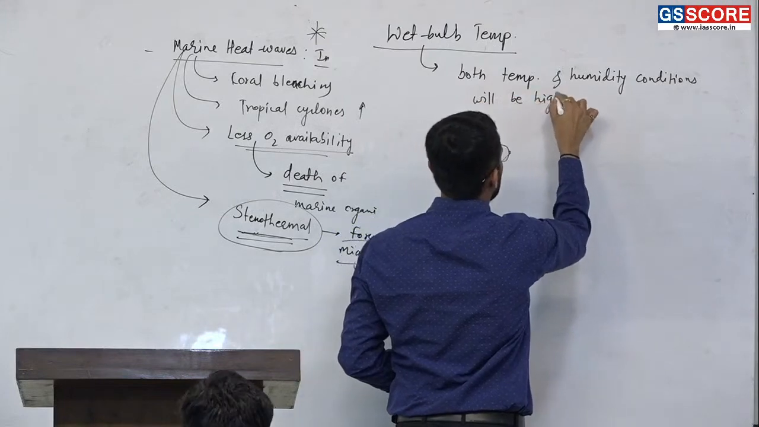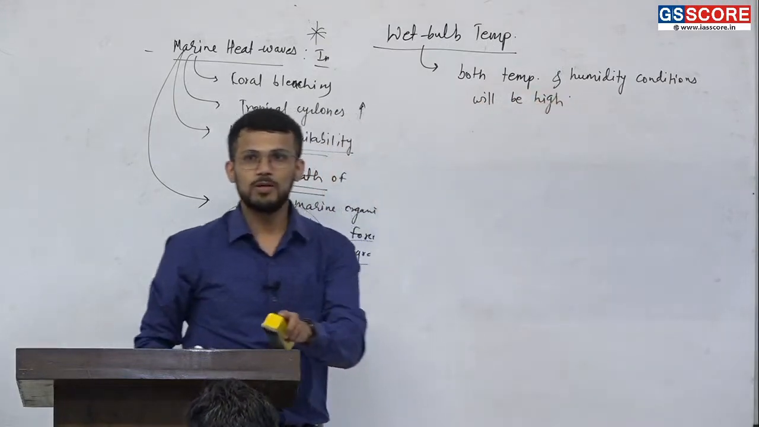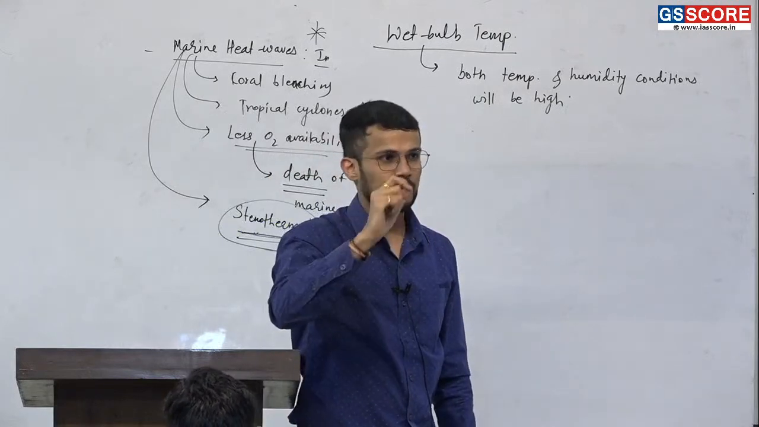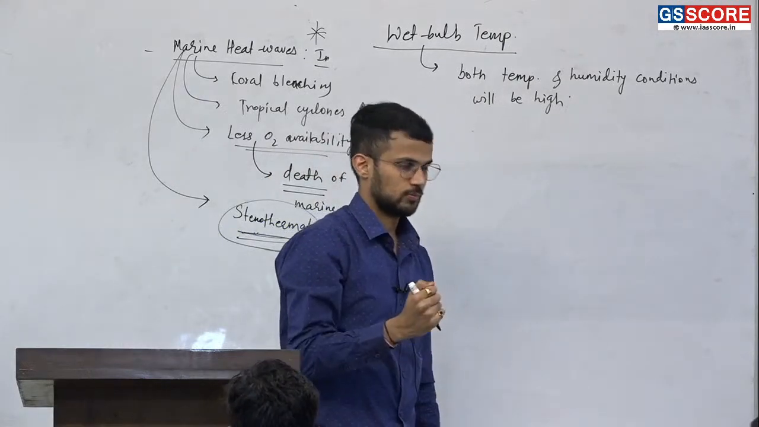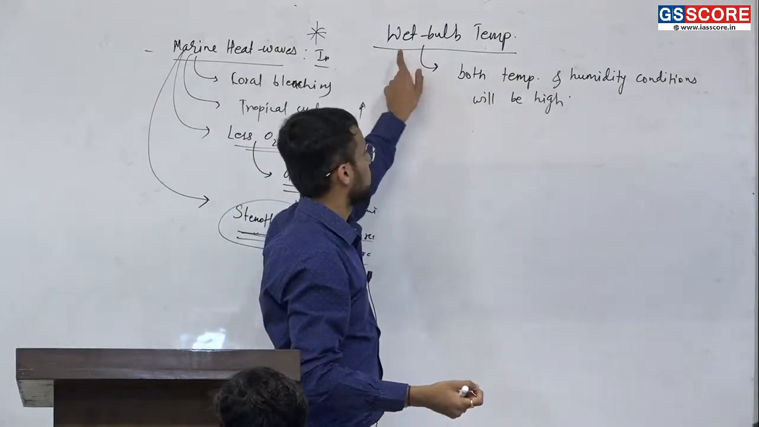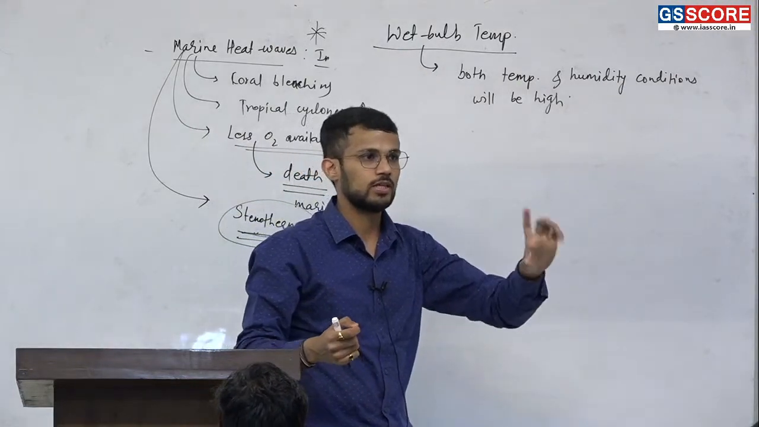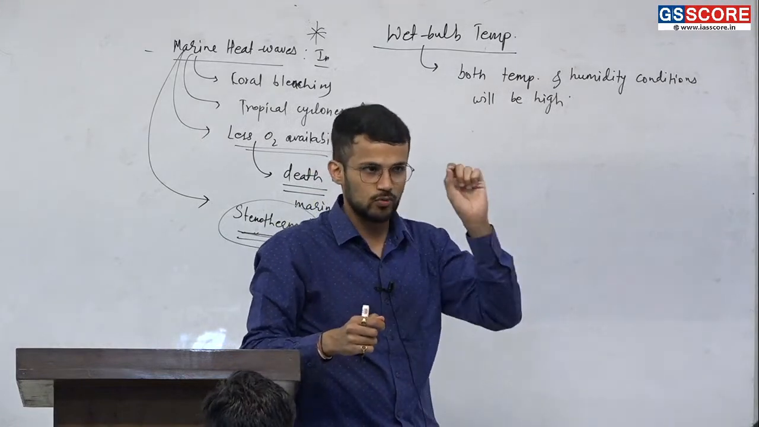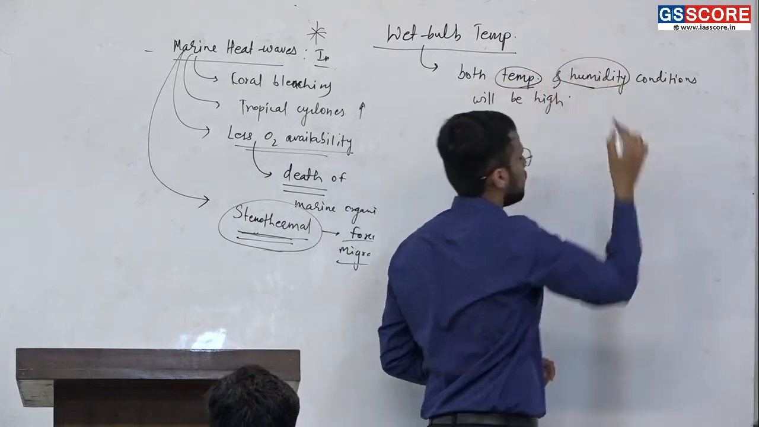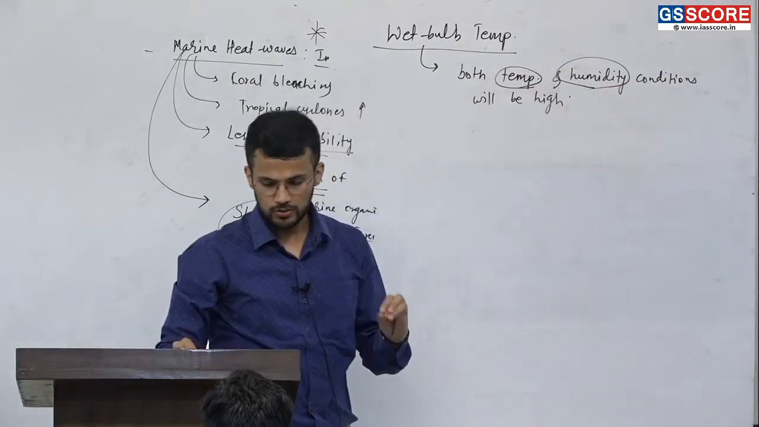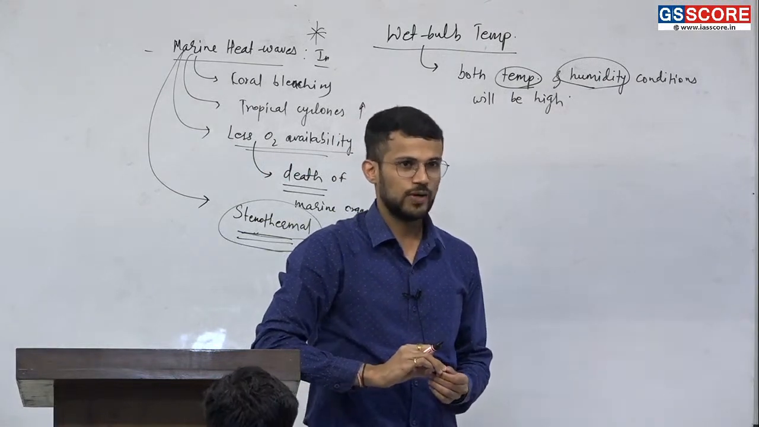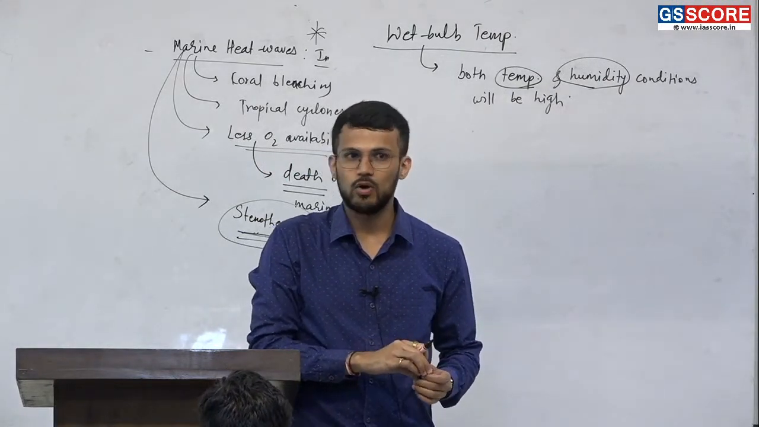And how do we calculate wet bulb temperature? Wet bulb temperature is calculated by covering the bulb of a thermometer with a wet cloth. Right? The bulb of the thermometer will be covered with wet cloth in order to find out the wet bulb temperature of that particular region. So, in wet bulb temperature, both temperature as well as humidity will be high. Right? So, if this is the case, what will happen? If the wet bulb temperature of a region is high, what will happen?